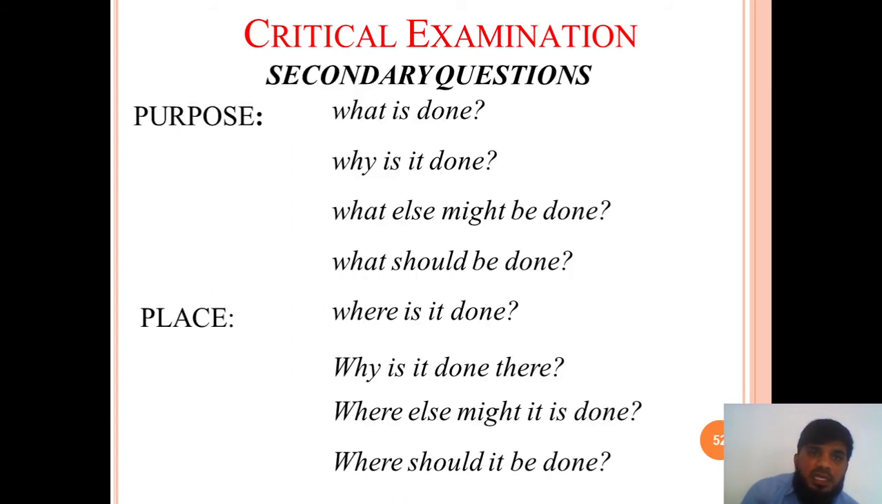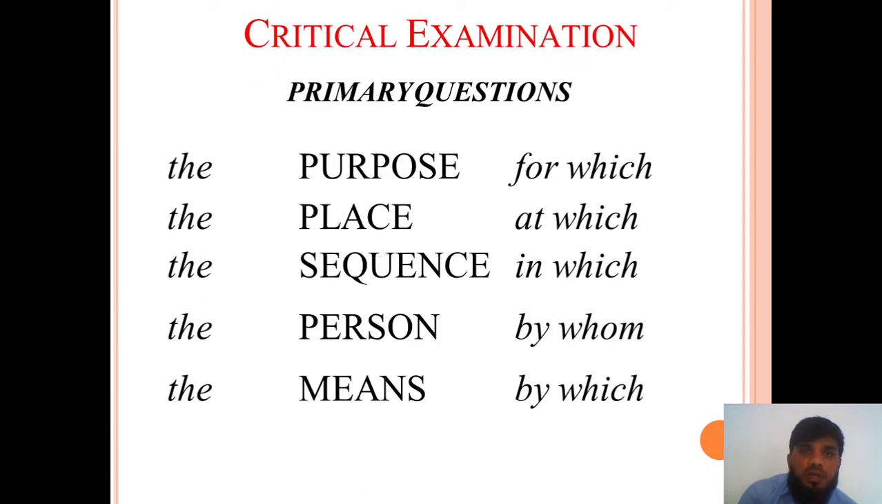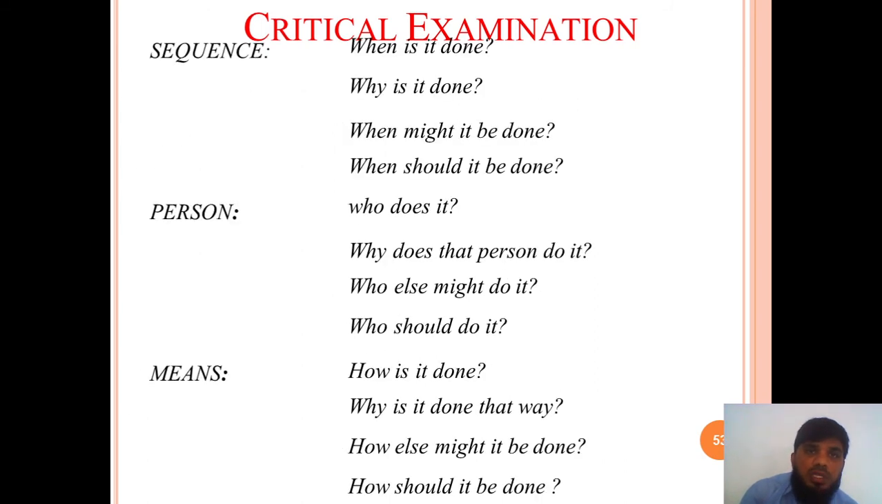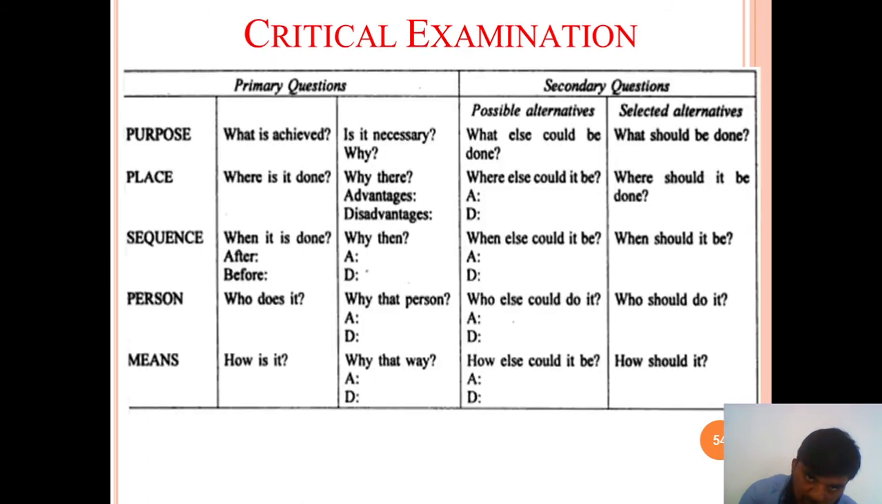Whereas in the second set of questions: what is done, for which it is done, the purpose. What is done, why is it done, what else could be done, what are the next operations to be done, what should we do? Where is it done, why is it done there, where else can it be done, where should it be done? So in this way the sequence of questions can be achieved, either primary or secondary questions. All these answers should be recorded.